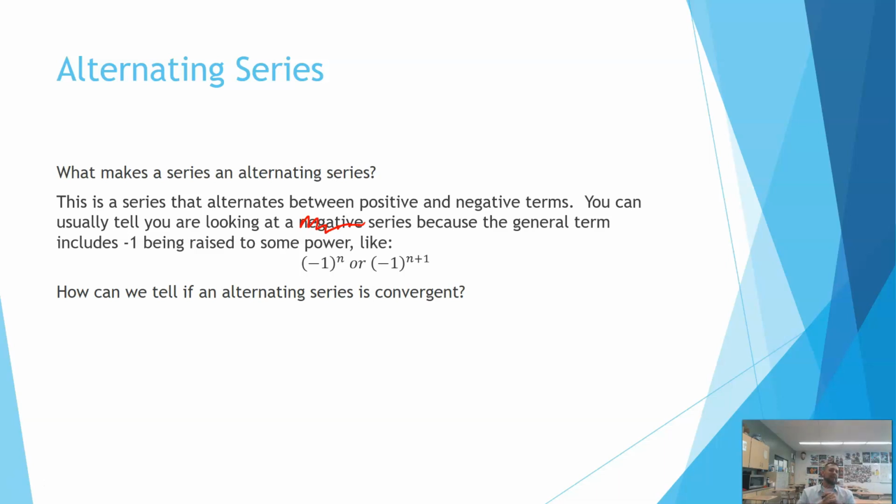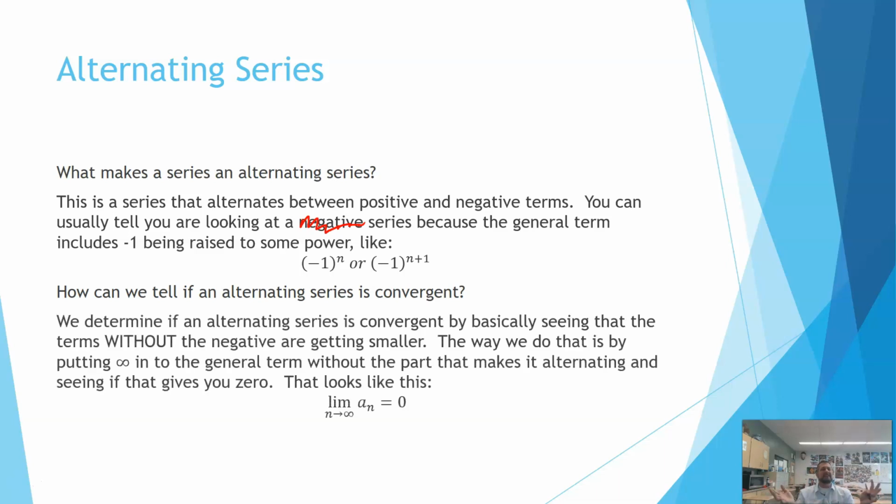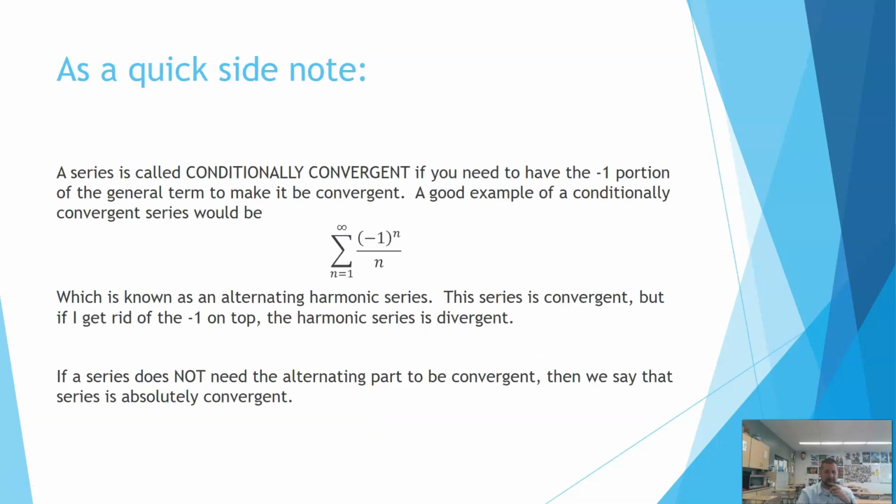When we notice that we have an alternating series, the way that we tell whether it is convergent or divergent is we basically see if we get rid of the negative portion of the alternating series, are the terms getting smaller and smaller and smaller. The easiest way to do this is, again, get rid of the negative part and then plug infinity in for n. If you get 0 when you do that, then what is happening is the series is getting smaller. It doesn't have to be getting smaller fast enough. It just has to be getting smaller, and you can tell whether an alternating series is convergent just by looking at that.